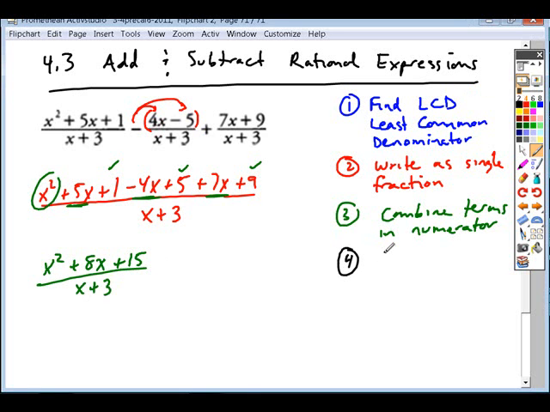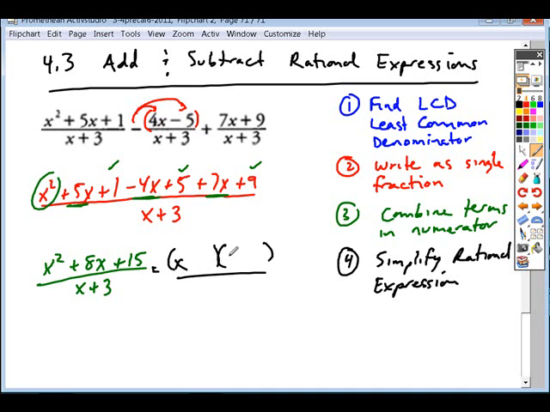Okay, and then your final step here is to simplify the resulting rational expression. And you'll do this by following all the steps that we did for 4.1, which we also wound up doing for multiplying and dividing. So this should be no different than what you've been doing. Okay, factor your fraction completely. So the two factors of our numerator, the two factors of 15 whose sum is plus 8, is plus 3 and plus 5.